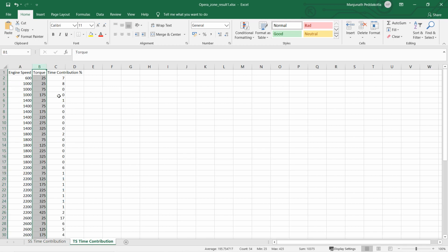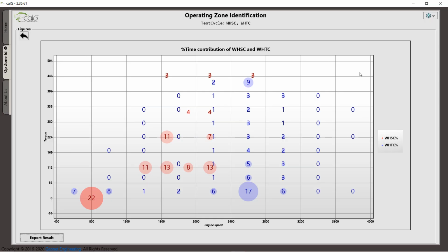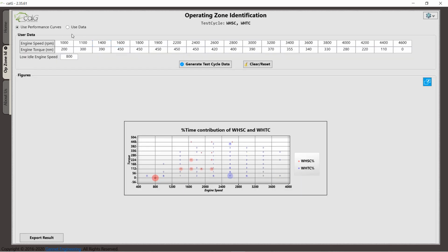Similarly, for the WHTC cycle, we have many contributions in different zones. This gives you an insight into where this engine is running in these test cycles, with respect to the engine performance curves. This is really needed at the early stage of development, when the engine is running for the first time and you try to understand where these points are located.